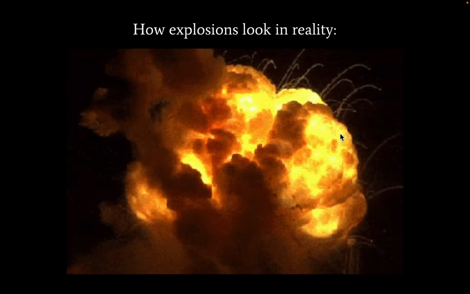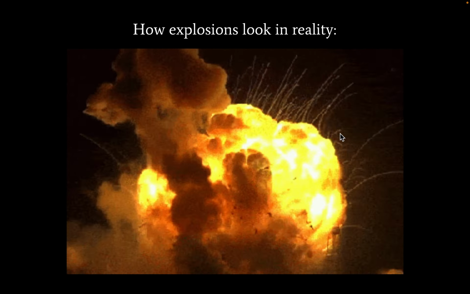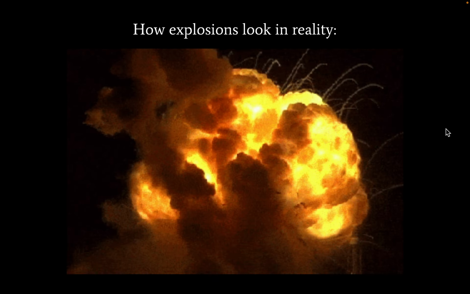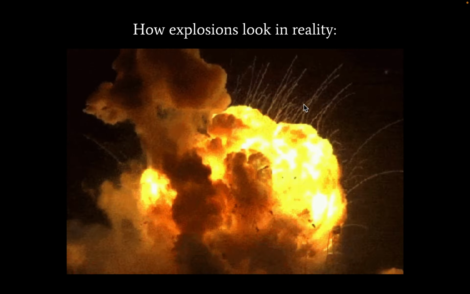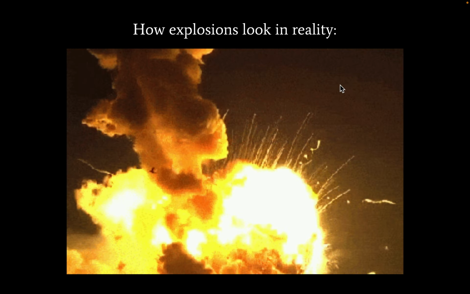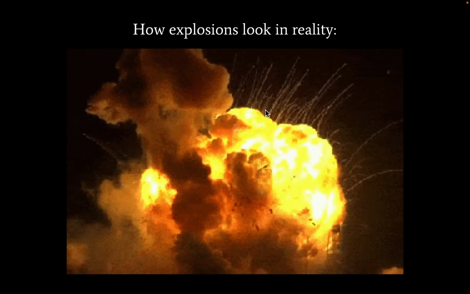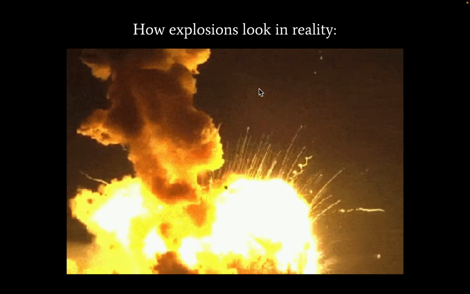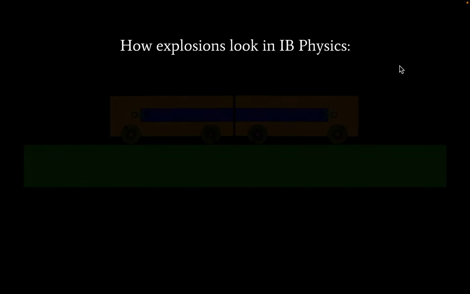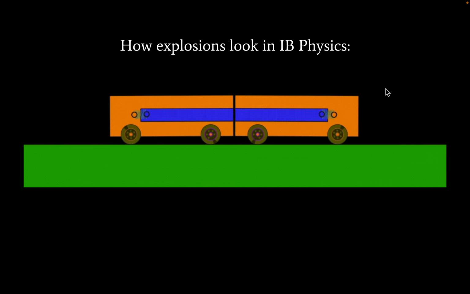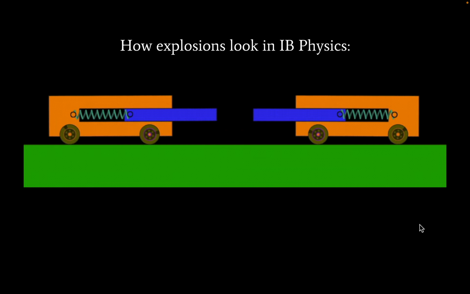So here's how explosions look in reality. I believe this is a rocket exploding. And you can see these little bits of stuff flying all over the place. And if we really wanted to do the math, we would have to account for the initial velocities of all these particles, and it would be a real pain. But in IB physics, we don't have to do that because this is what our explosions look like in IB physics. Little disappointing. Not quite as cool.